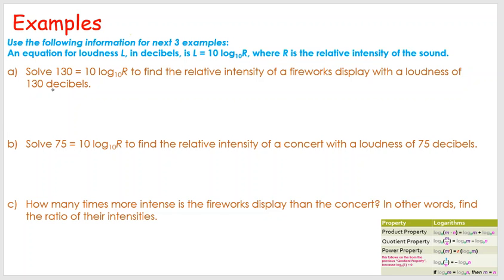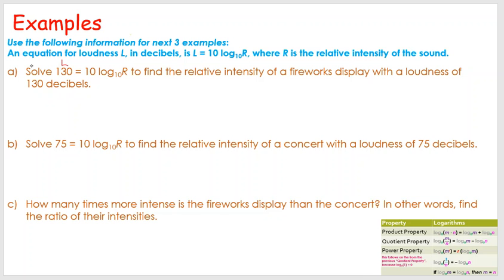Okay, so it says an equation for loudness, which is a capital L, in decibels is L equals 10 log base 10 of R, where R is the relative intensity of sound. So we're going to solve. We're given that our L is 130 decibels, and it equals 10 log base 10 of R. And we're going to find the relative intensity of a fireworks display with the loudness of 130 decibels. So this L right here is my 130 decibels.